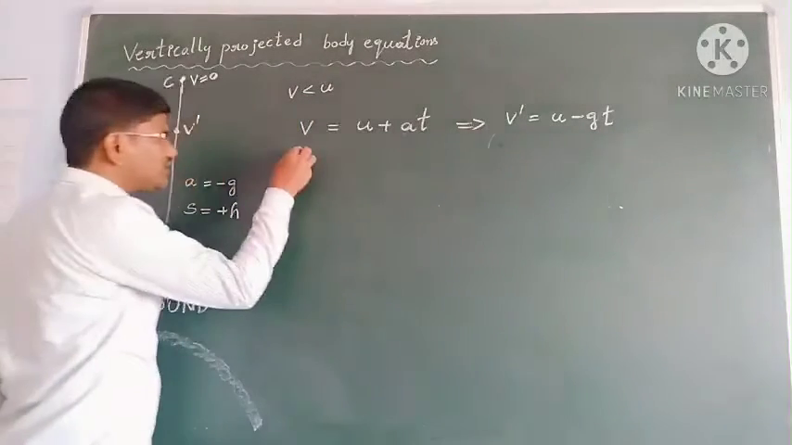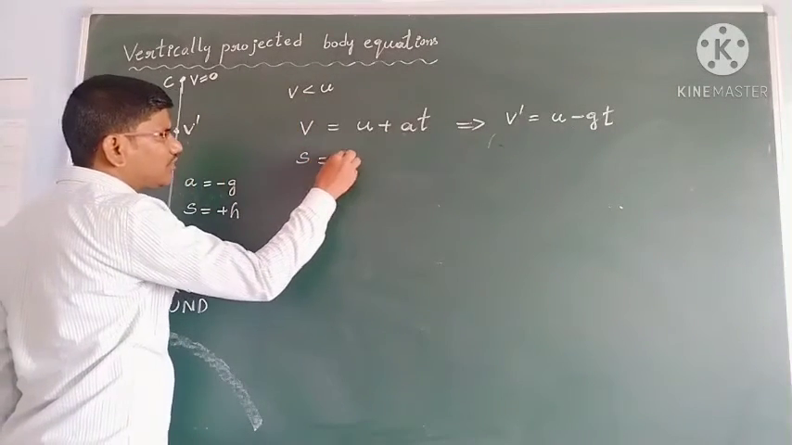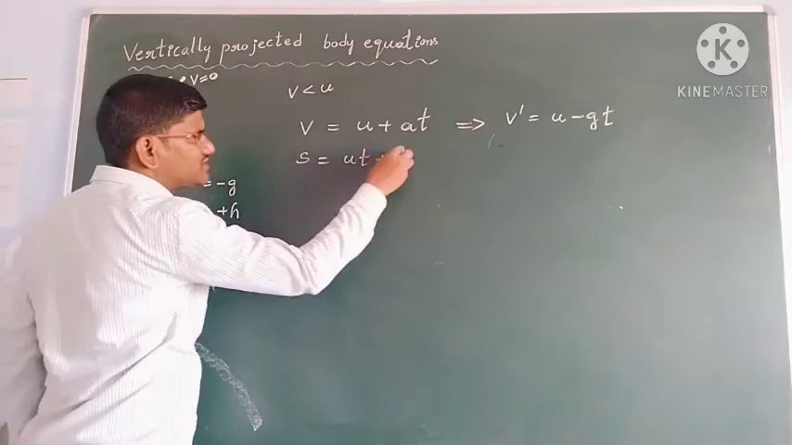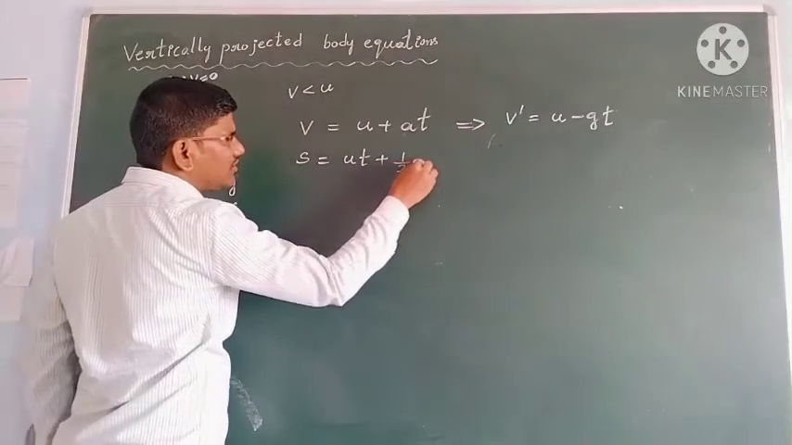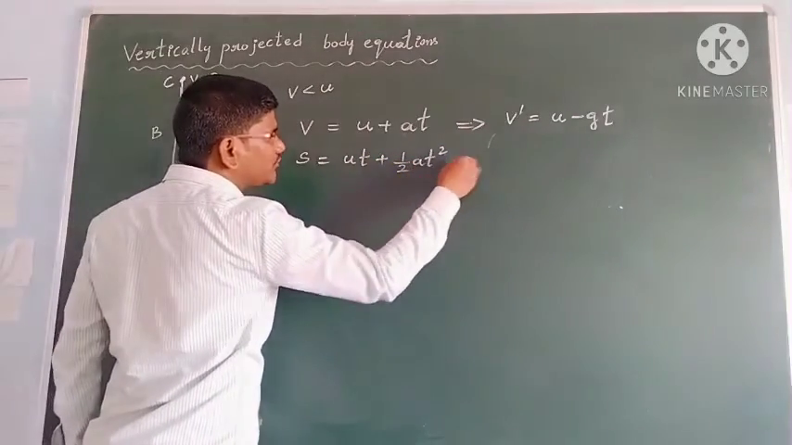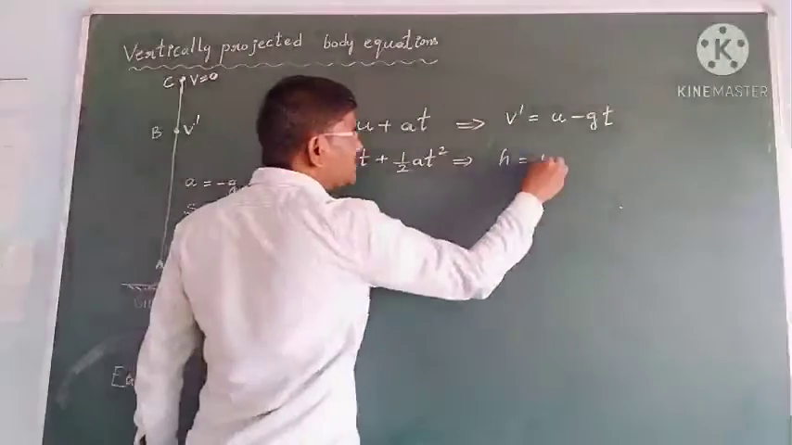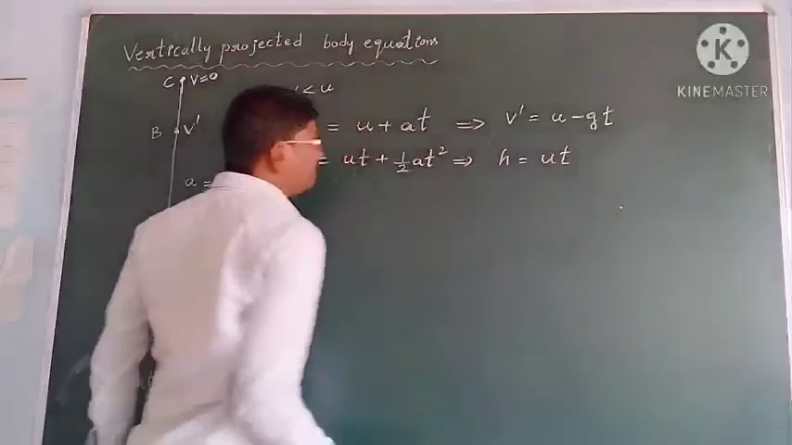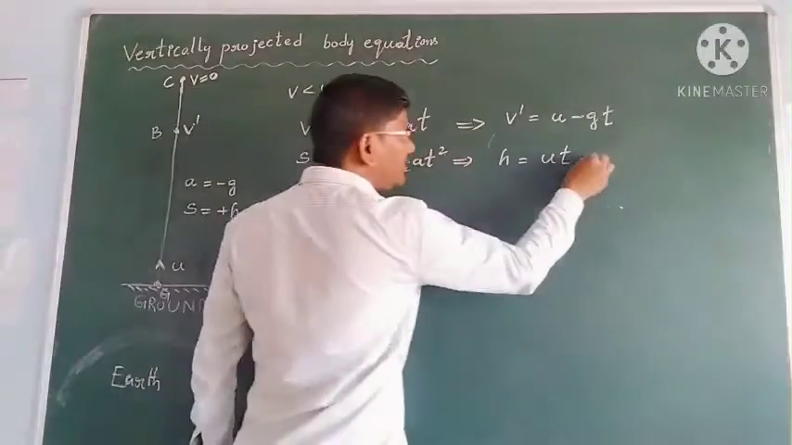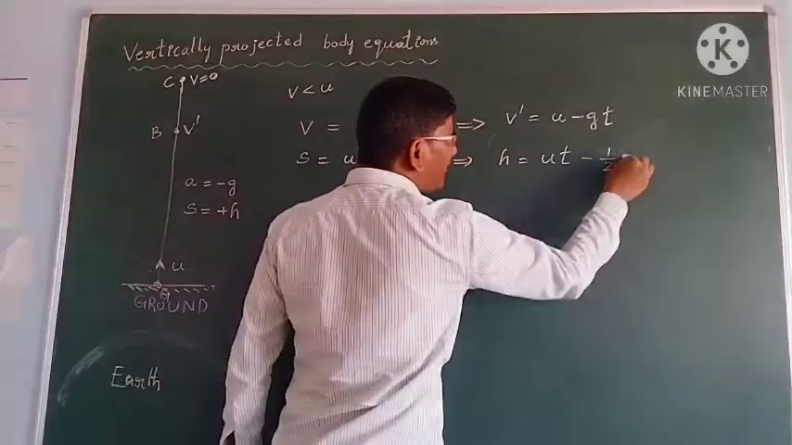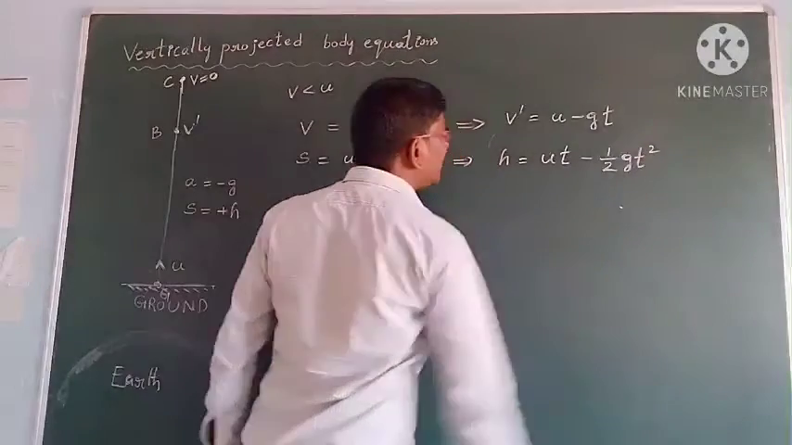Okay, students, now displacement. s is equal to ut plus half at square, the equation I am using. So s value will become h. So h is equal to ut, and only a will become negative. So minus half g t square you will get.